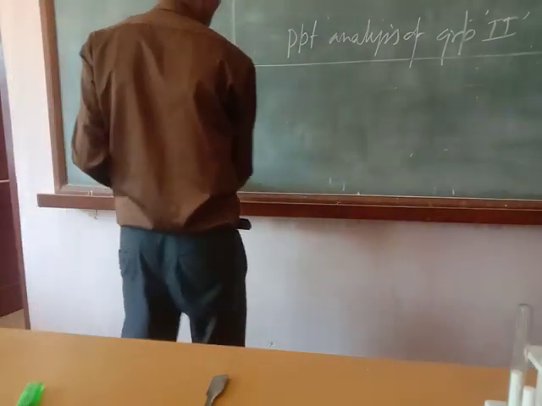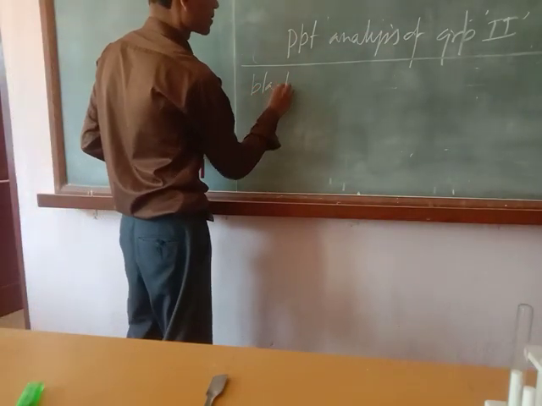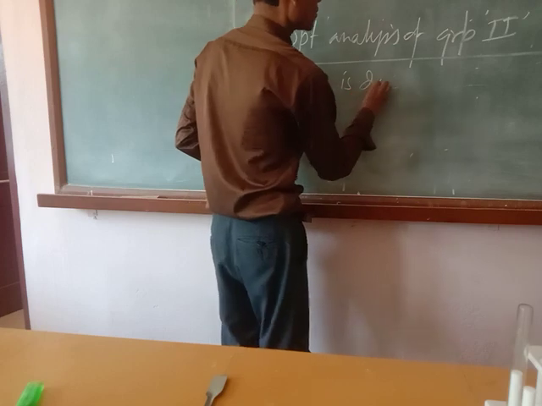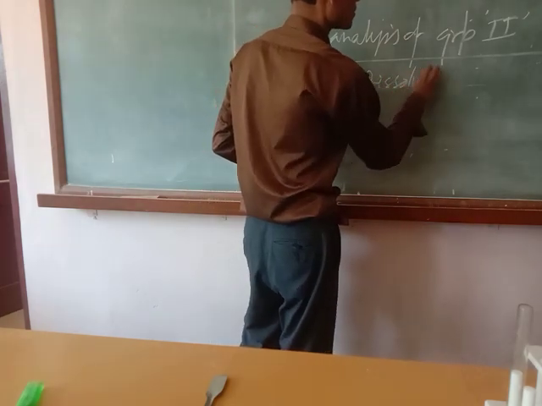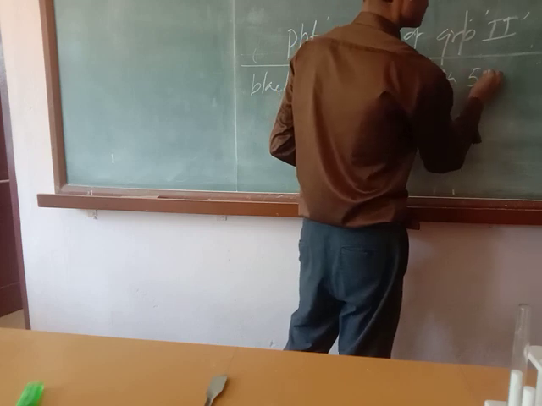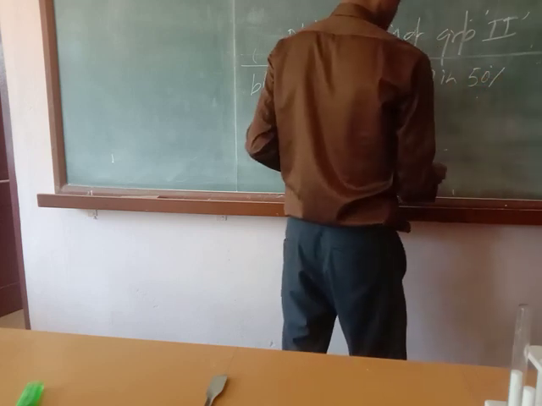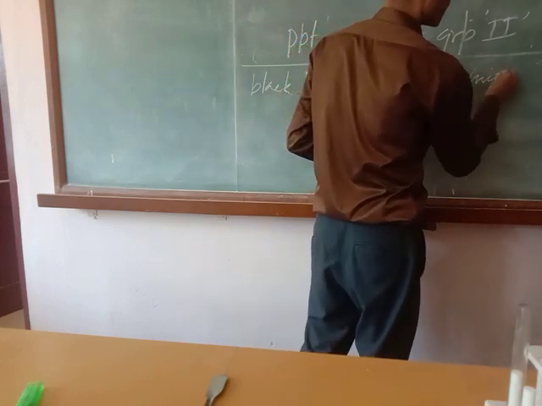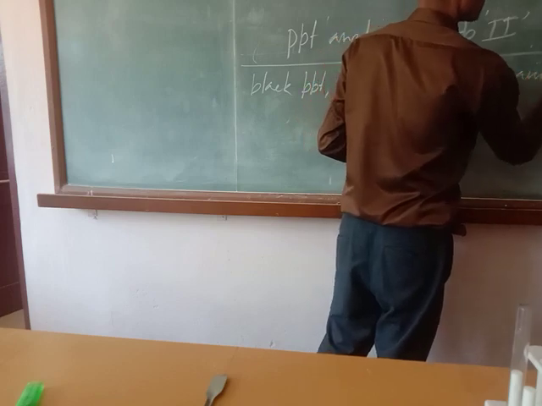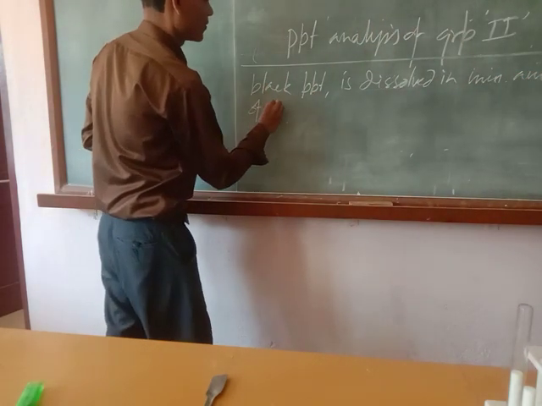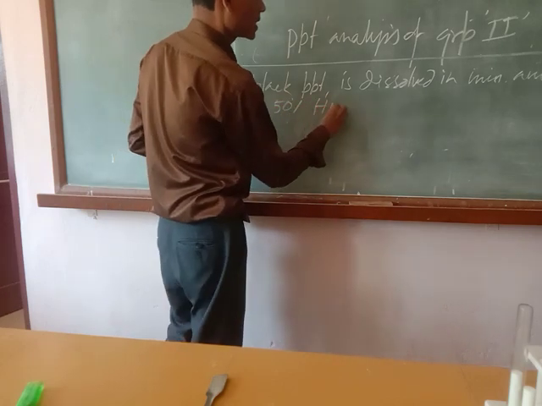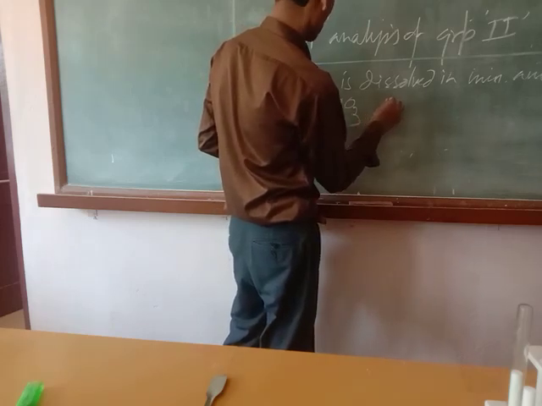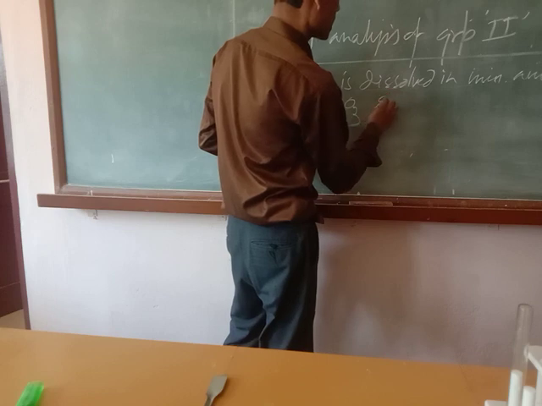Here you can write: black PPT is dissolved in a minimum amount of 50% nitric acid and boiled.